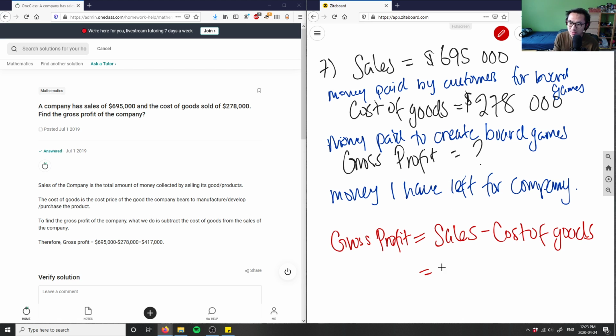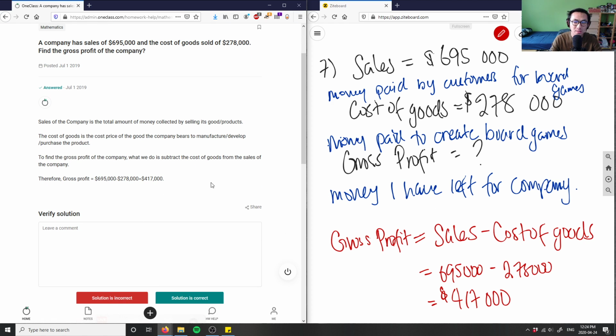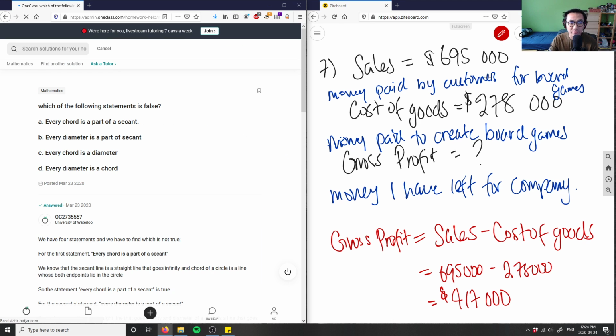So gross profit is sales, which is 695,000, minus the cost of goods, which is 278,000. This will give us a value of, so this is how much money we have left in our pocket, or that I can use to pay employees. If I'm a one person company, it all goes towards me. This is $417,000. So this here is my gross profit. And as you can see, this here's correct. Gross profit equals sales minus the cost of goods. This solution is correct. Great analysis. That's number 7. That's good.